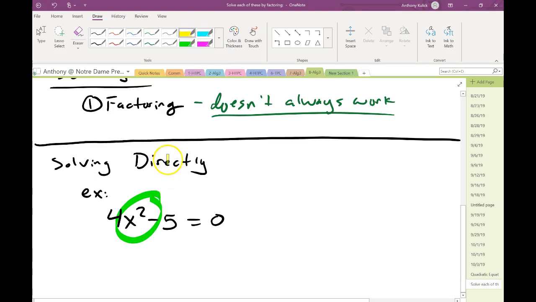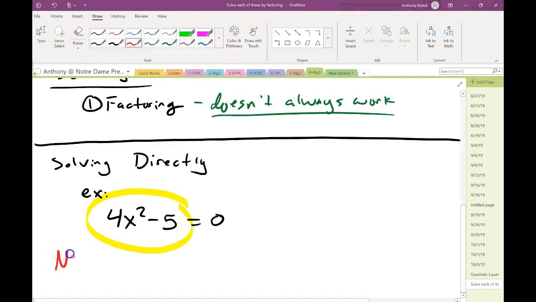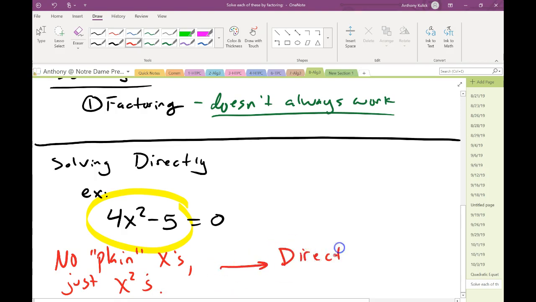Notice, though, this quadratic equation looks a little bit different than the things I've been dealing with. What's special about this equation? Well, we have no regular x's. All we have are x squareds, right? So in this situation, we can use direct methods to solve.